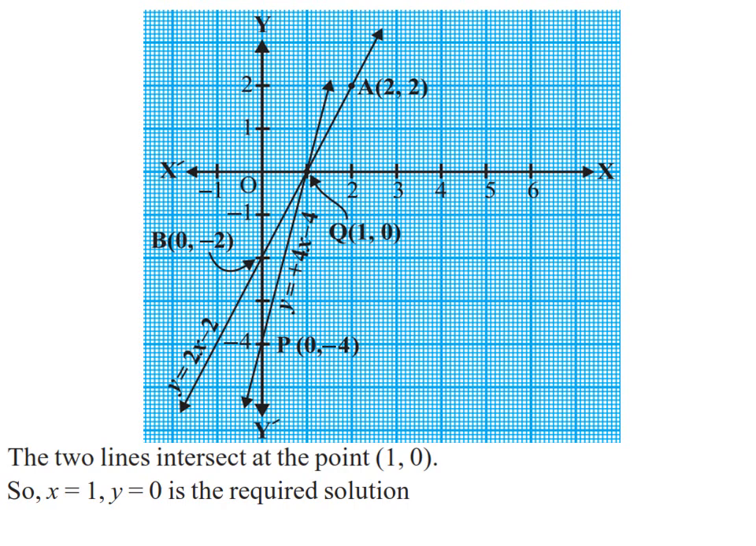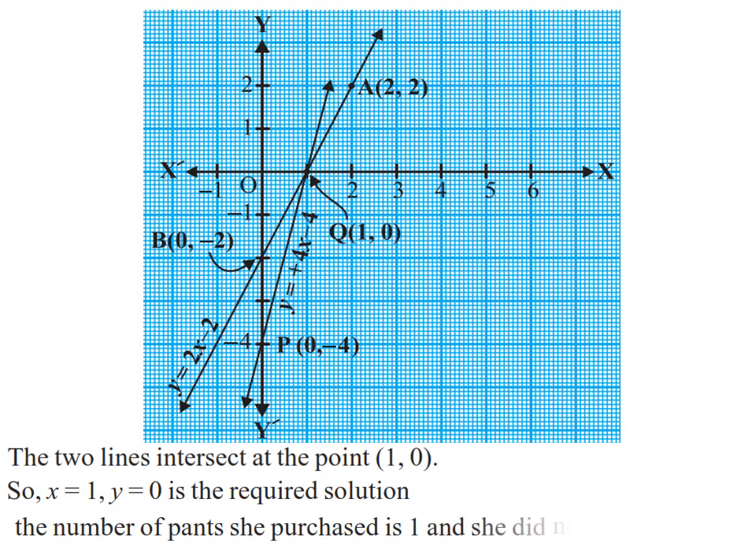Here x is the number of pants and y is the number of shirts. It means the number of pants she purchased is 1, and she did not buy any shirts because we have got the value 0. So this is the way you can draw the graph.